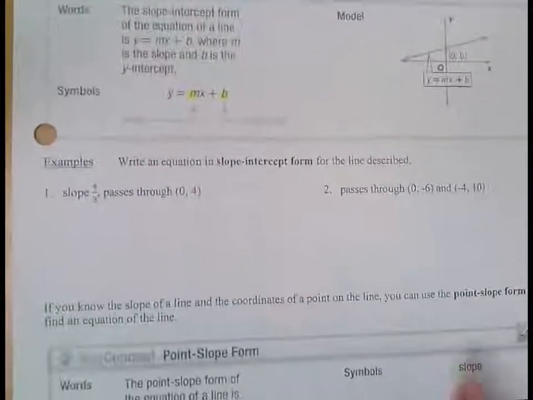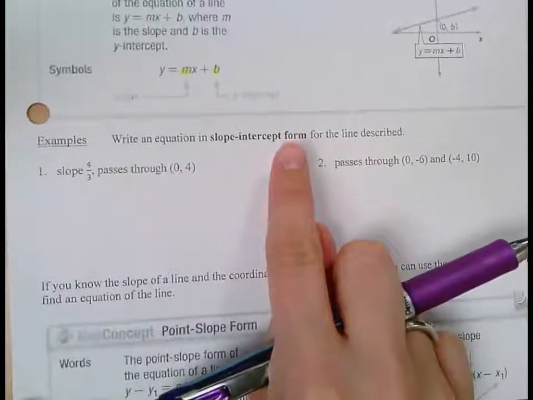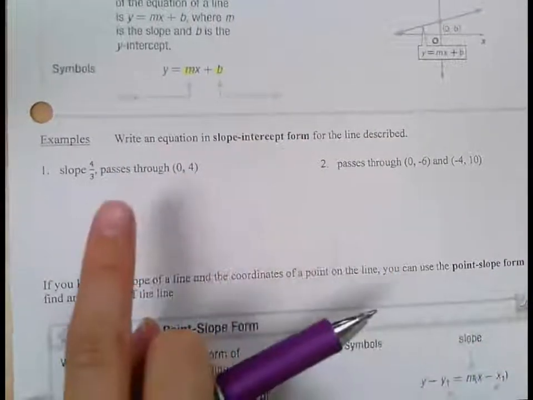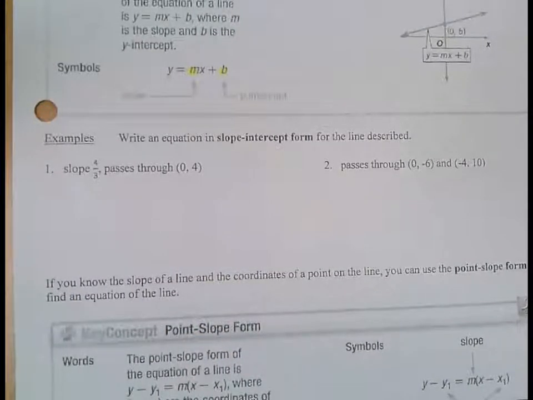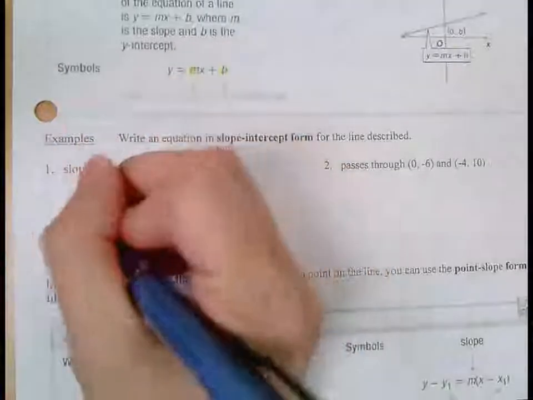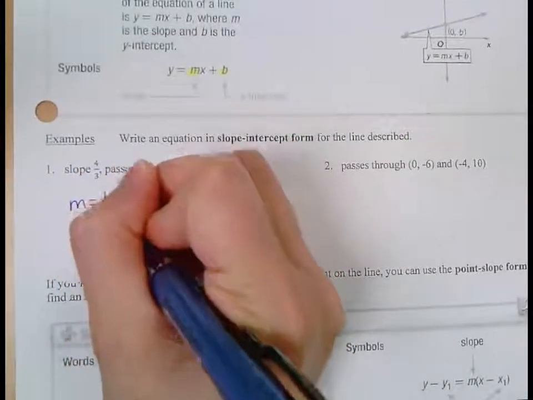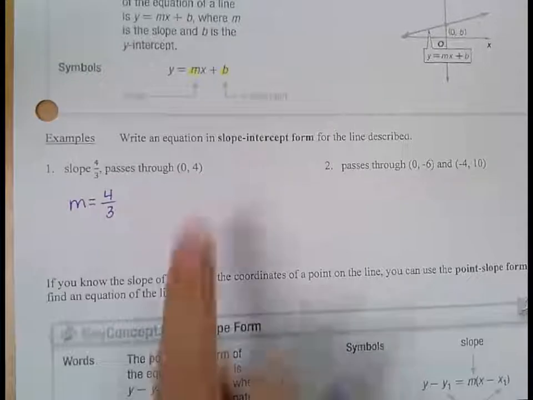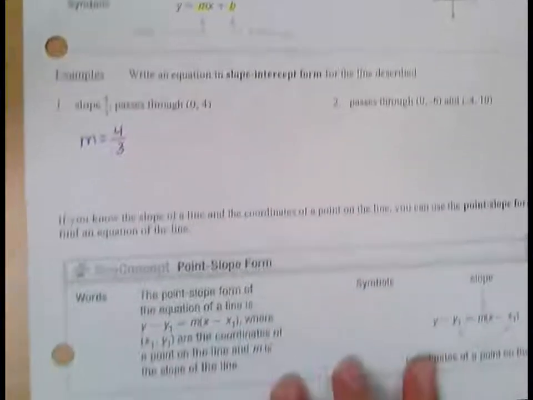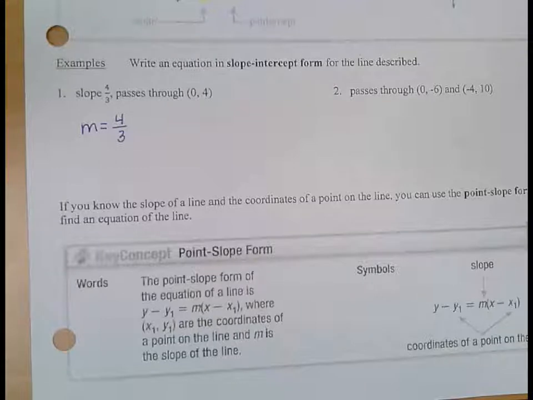So for the first 2 examples, we're writing an equation in slope-intercept form for the line described. Example 1 says the slope is 4/3 and the line passes through 0, 4. So again, we need m and we need b. For number 1, we have m, we have the slope, that's 4/3. With the point that we're given, do we have b or do we have to find it? Do we know what b is or do we have to find b? I'm hearing both. I'm hearing we have to find it. I'm hearing we know it.